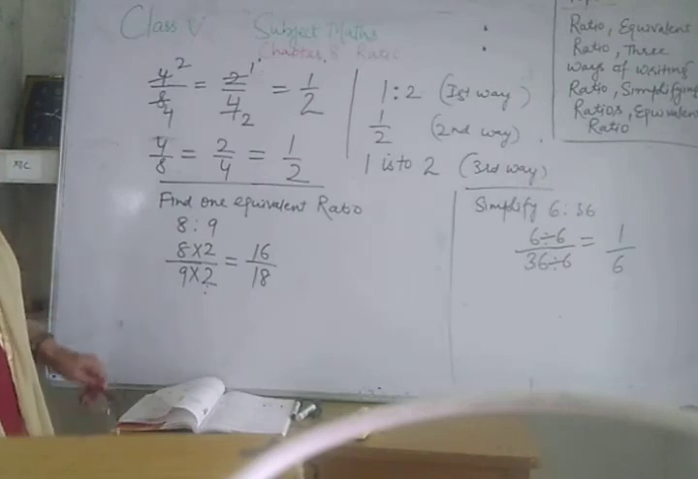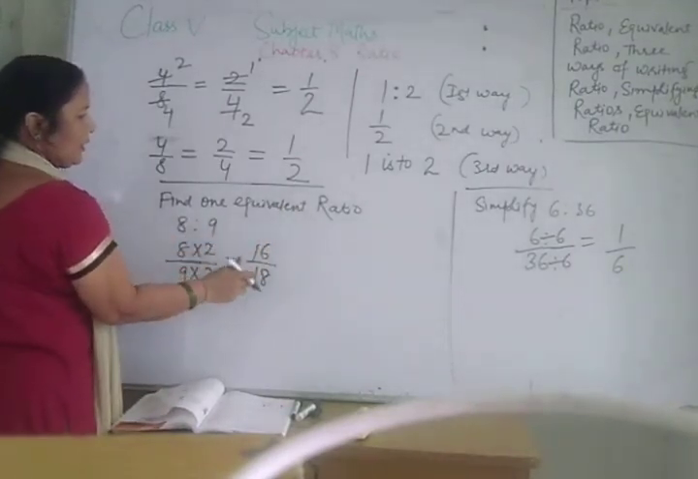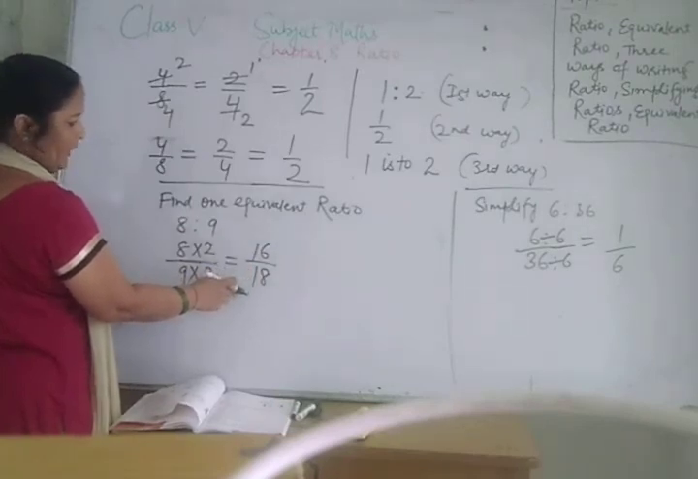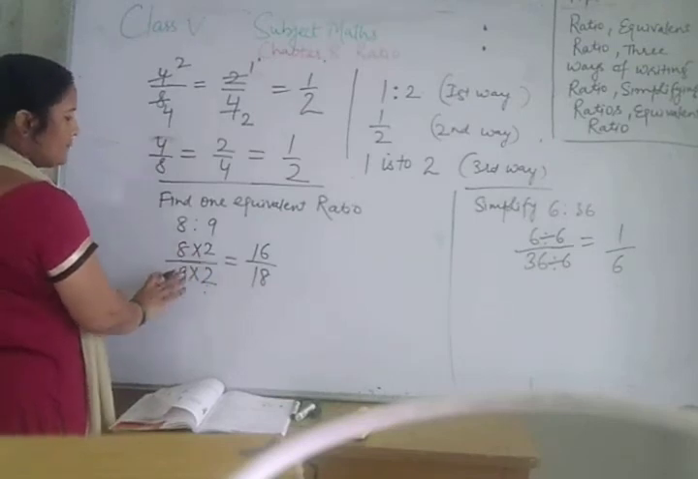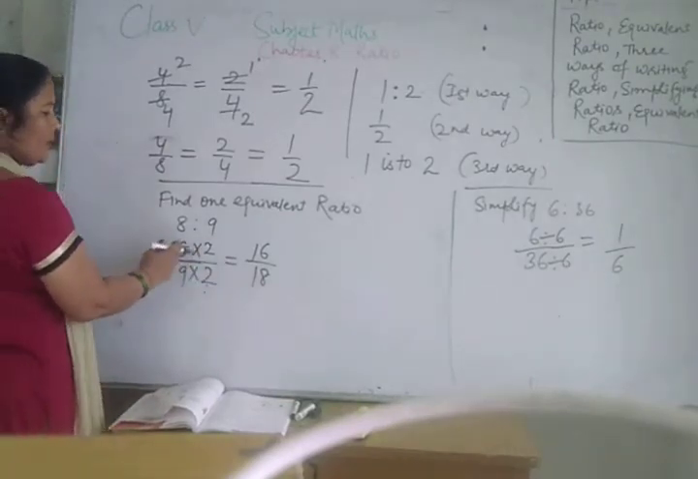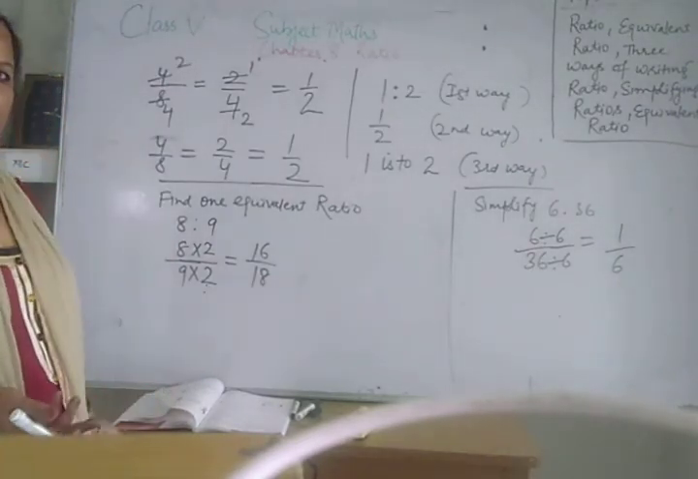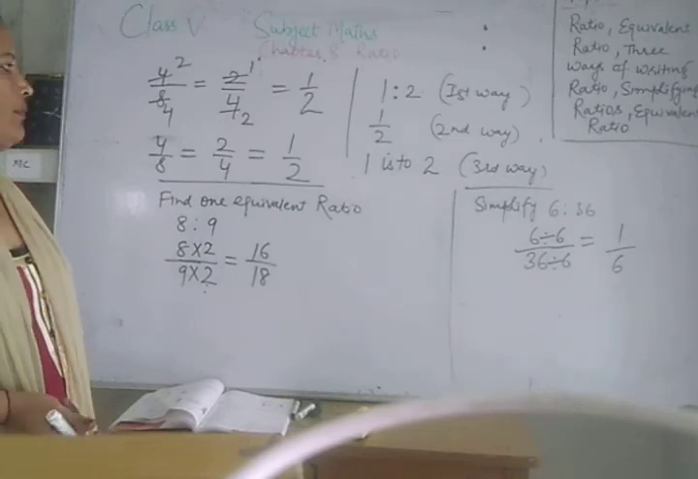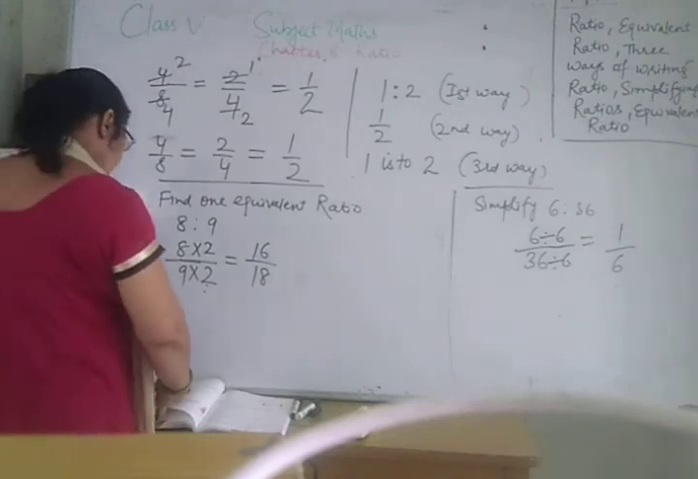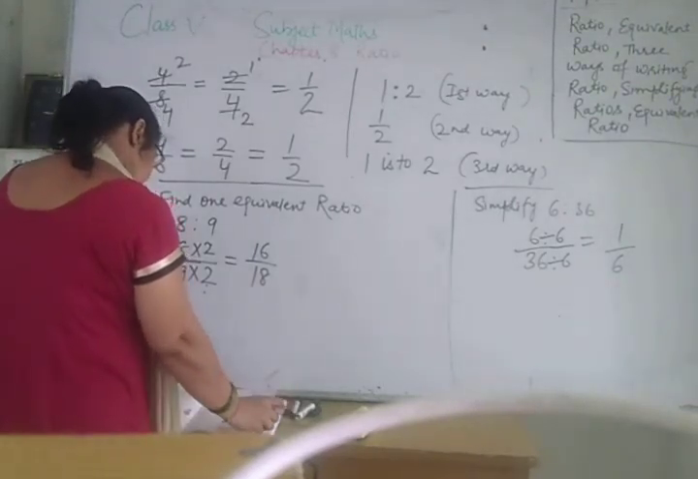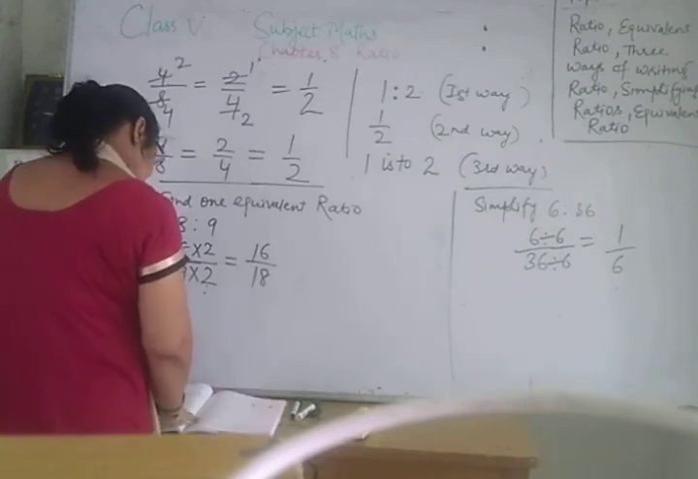If one equivalent ratio is asked, you will multiply with 2. If 2 are asked, multiply the numerator 8 by 3 and the denominator 9 by 3, and you will get the second equivalent ratio. In this way you will practice questions 1 and 2 of your chapter on ratio.